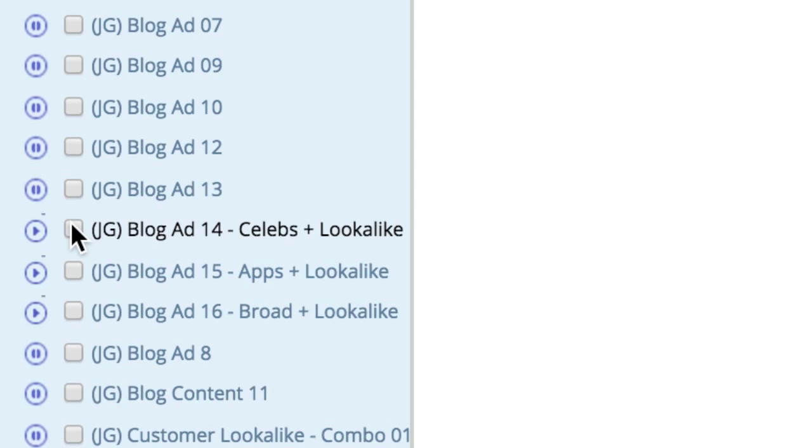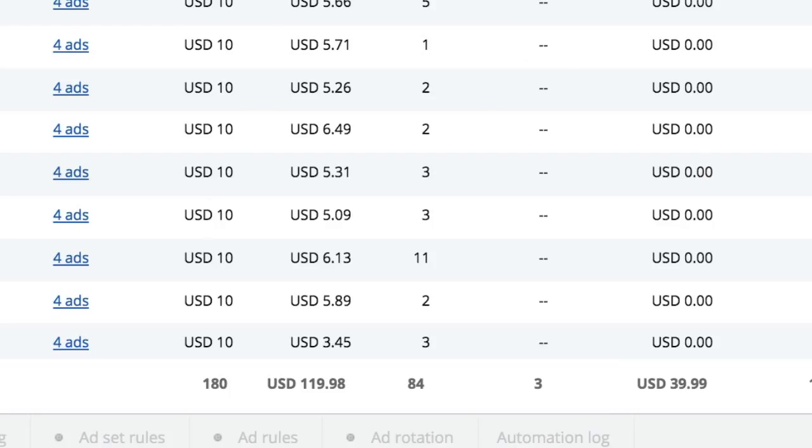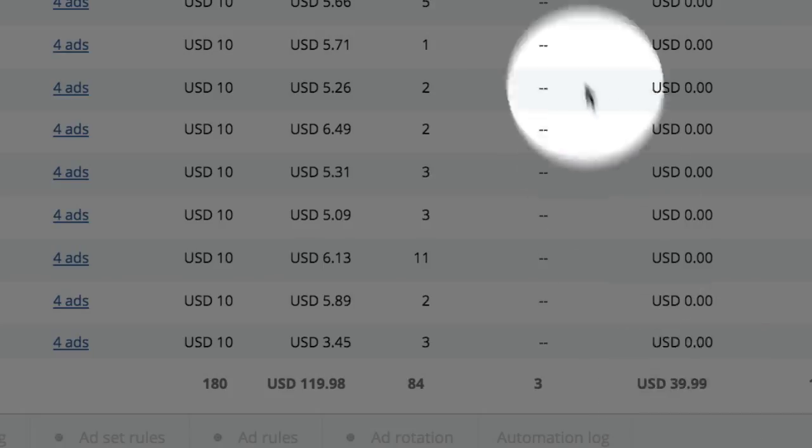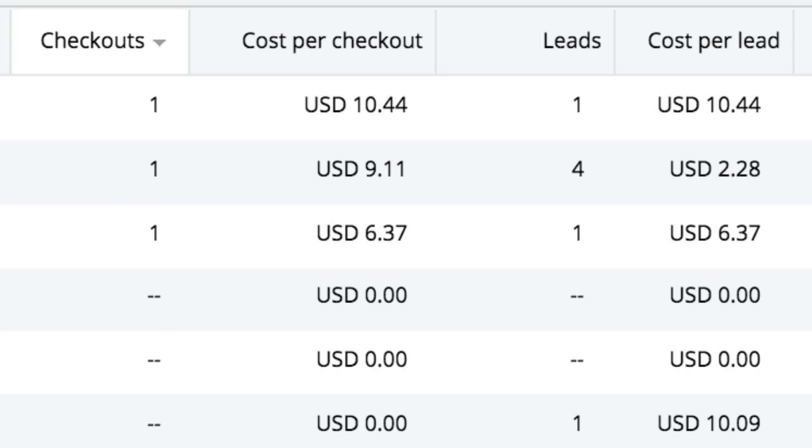We had this one here. You'll notice that there are a bunch of ads right here, and altogether it ends up at $39.99. But I'm not so concerned with that. What I'm more excited about here is this cost per checkout. I ended up getting one lead at $10.44, but that person bought. So we're talking one lead, opted in, clicked my ad, watched the video, opted in, and then made a purchase.